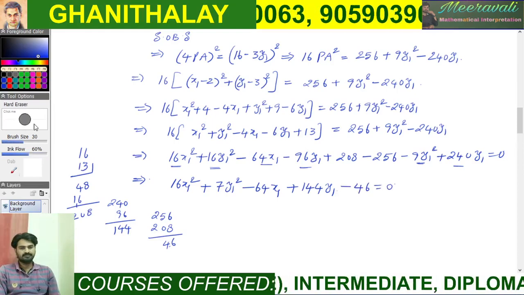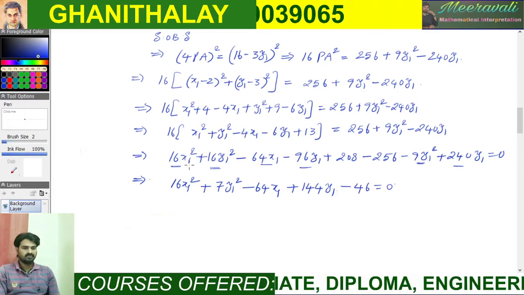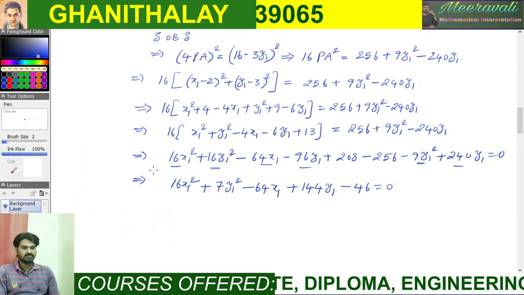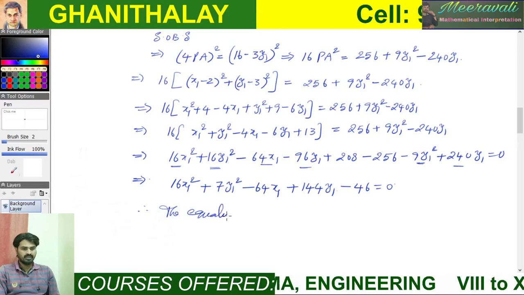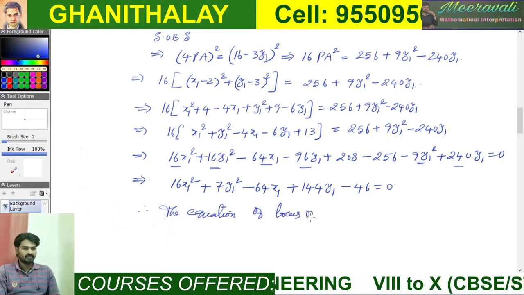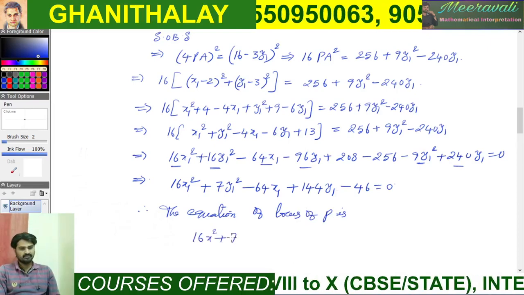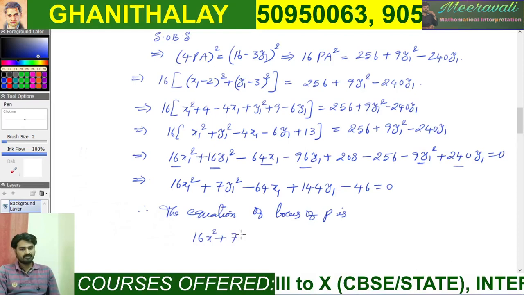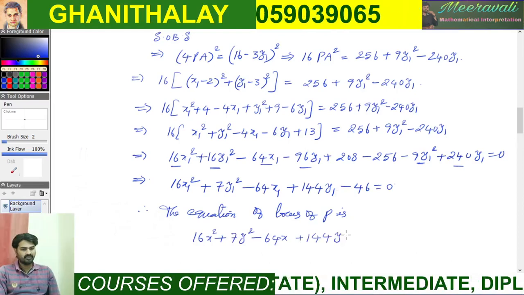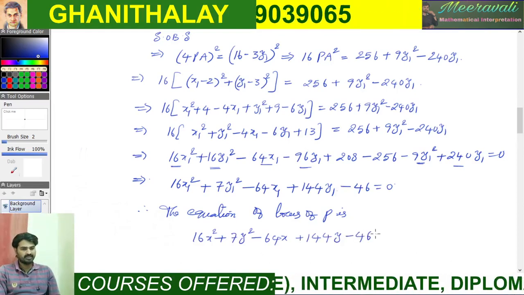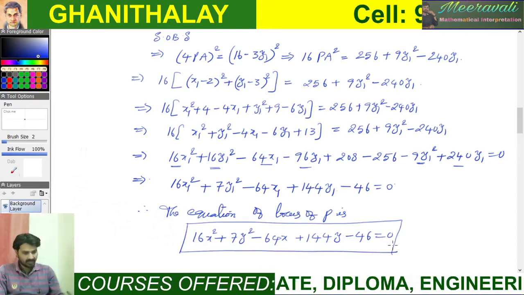Okay. So this is the final answer. Therefore the equation of locus of P is 16x square plus 7y square minus 64x plus 144y minus 46 is equal to 0. This would be the answer.